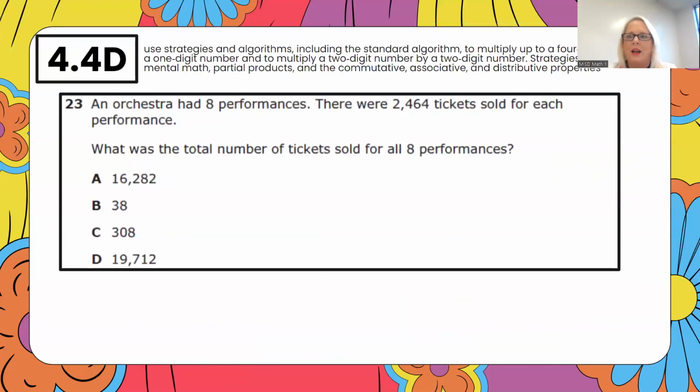And then our other TEK, 4D, which is our supporting standard. An orchestra had 8 performances. There were 2,464 tickets sold for each performance. What was the total number of tickets sold for all 8 performances? And so I'm just thinking, okay, well, I have 8 groups and I have 2,464 tickets in each one of those groups. And I know when I know the number of groups and the number in each group, and I'm looking for the total, that I'm going to be multiplying.